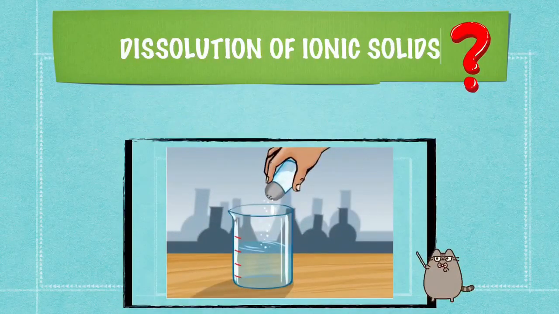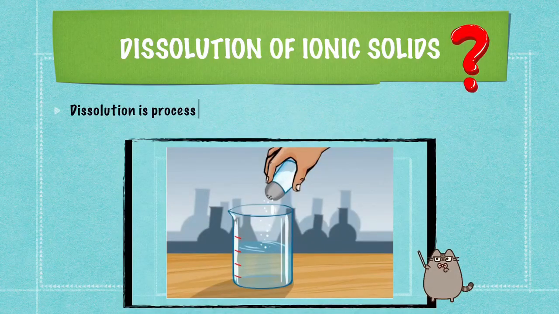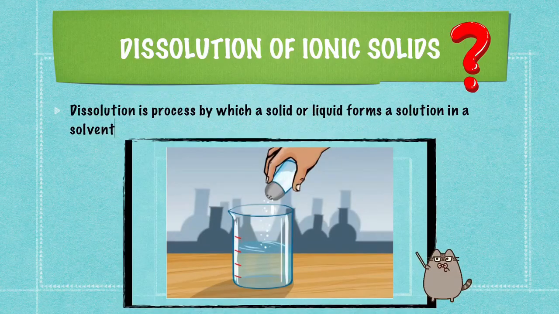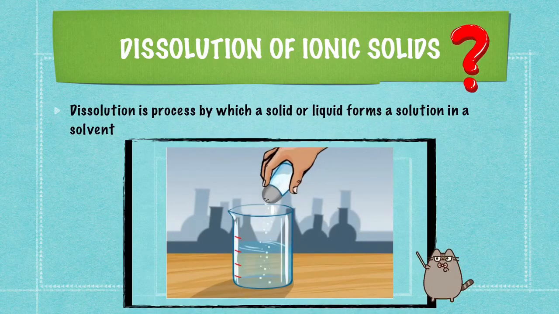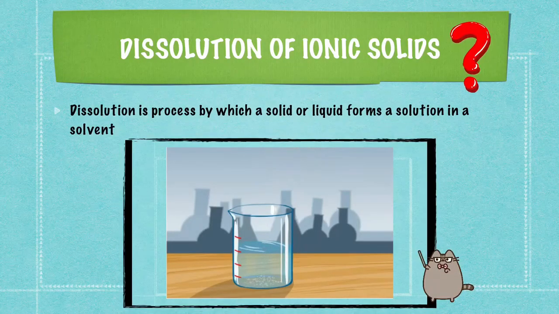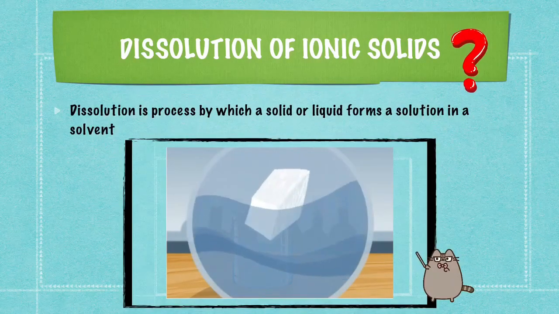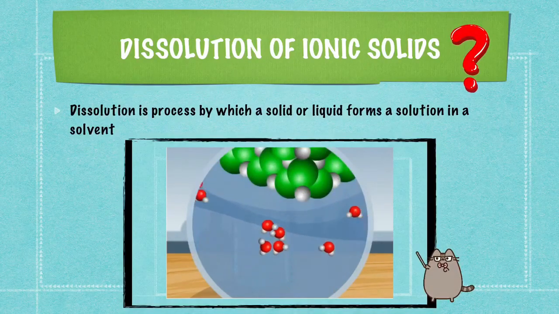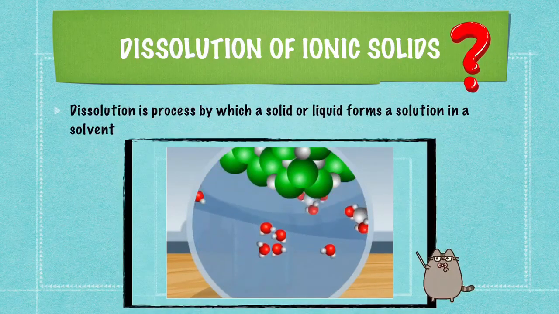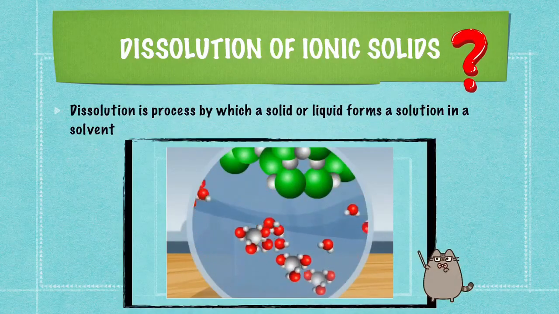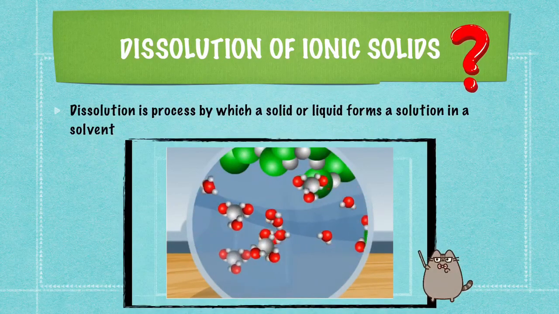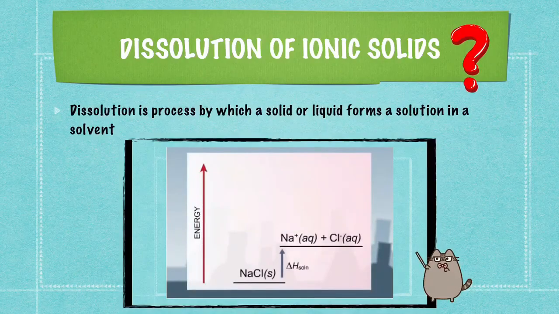What is dissolution of ionic solids? Dissolution is process by which a solid or liquid forms a solution in a solvent. When an ionic compound, such as sodium chloride, is dissolved in water, strong dipole-dipole interactions between the ions and water molecules break down the cation-anion attractions in the crystal lattice. The energy change caused by this transformation is called the enthalpy of solution.